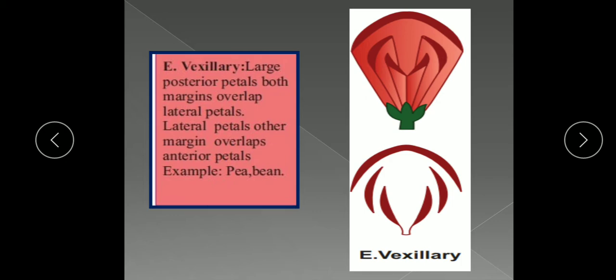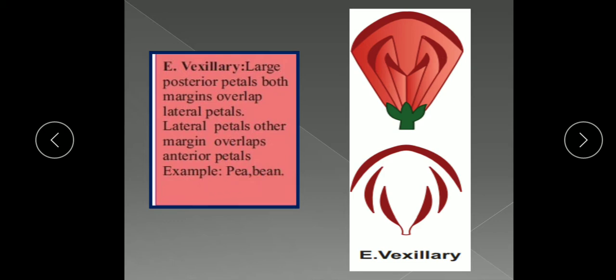So this type of arrangement is known as the vexillary, and this posterior one is called the standard petal, which nearly covers the two lateral petals. These two lateral petals are known as the wings, which in turn overlap the two smallest petals. These two smallest petals are known as the keel petals, and this type of estivation is the characteristic feature of the Papilionaceous corollas of the pea family. So it is very commonly observed in pea and bean flowers.